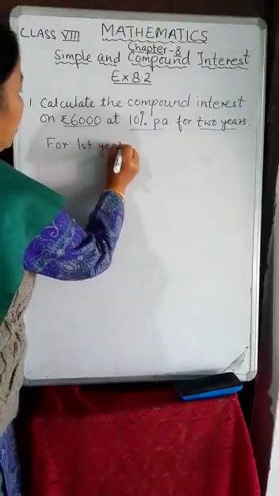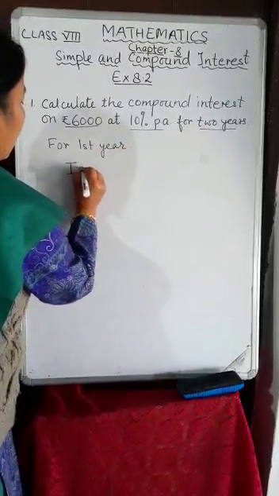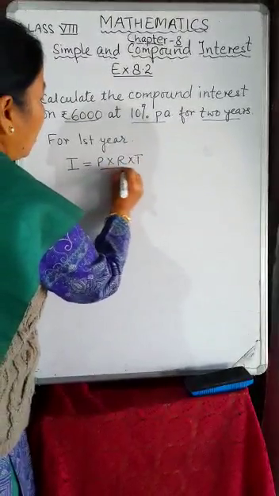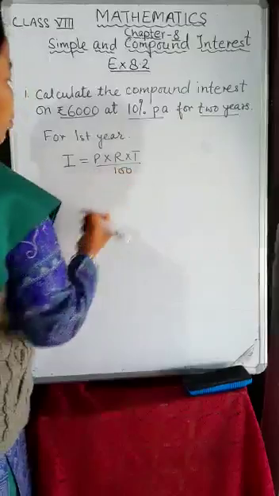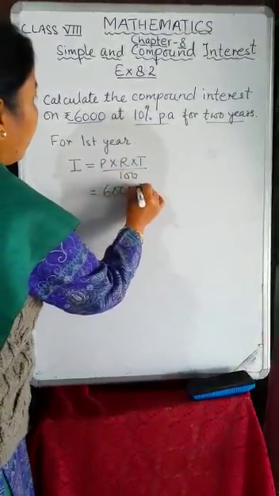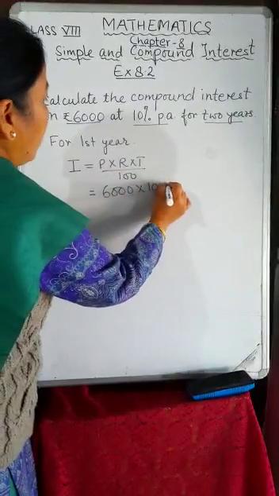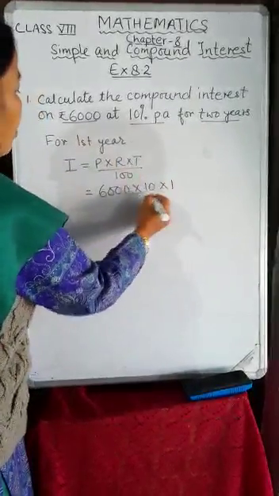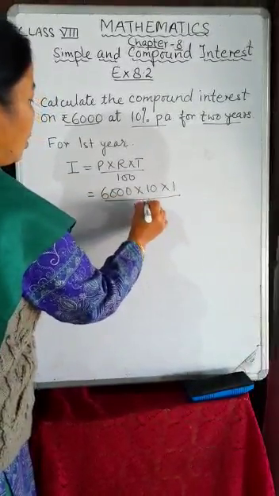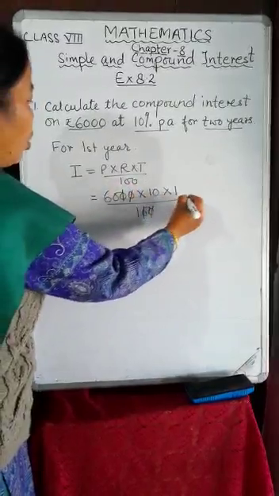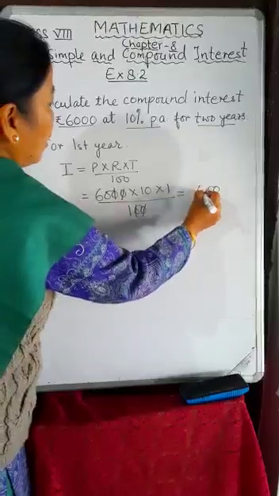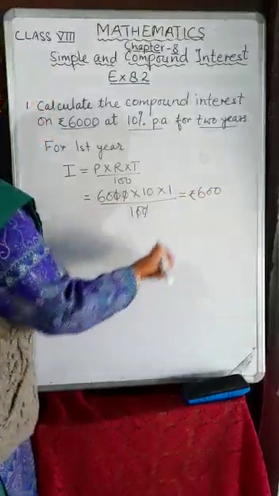For first year, interest is equal to P into R into T upon 100, as you have used in 8.1 exercise. The principal is 6,000 and the rate is 10%. Time we are taking for 1 year, so time is 1 year upon 100. Now these two zeros are cancelled by these two zeros, and if we multiply 60 and 10 we get 600. This is the interest for first year.